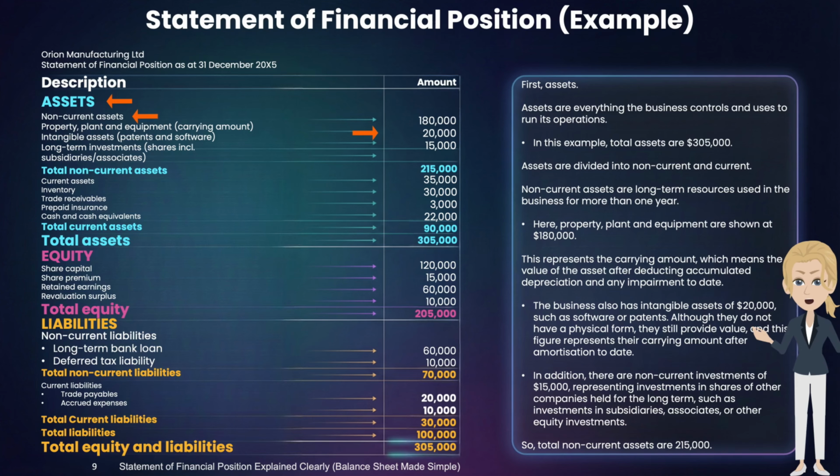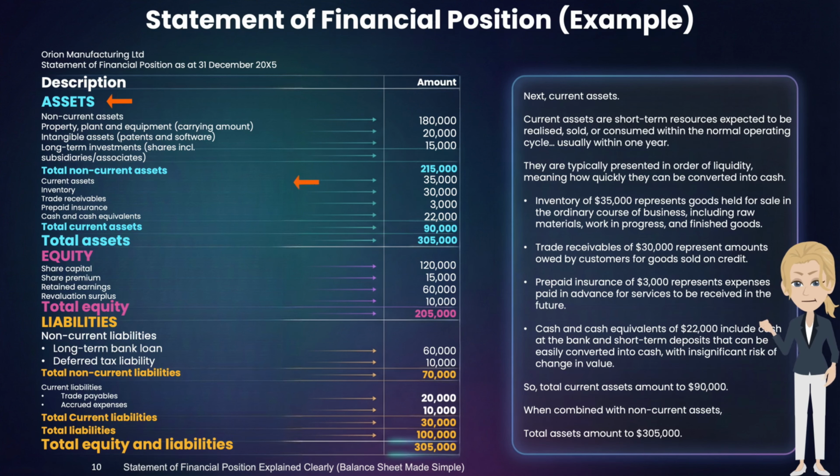Although they do not have a physical form, they still provide value, and this figure represents their carrying amount after amortization to date. In addition, there are non-current investments of $15,000, representing investments in shares of other companies held for the long term, such as investments in subsidiaries, associates, or other equity investments. So, total non-current assets are $215,000.